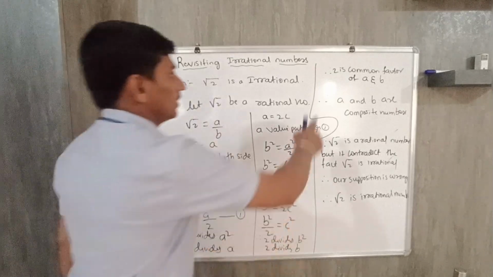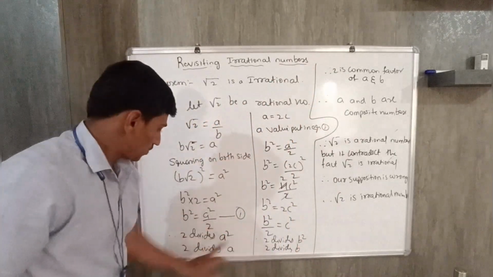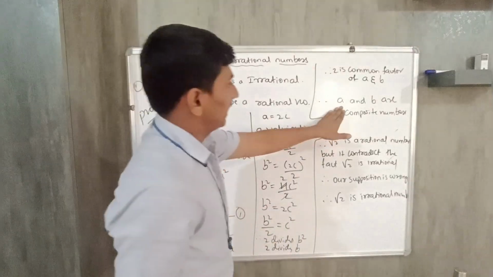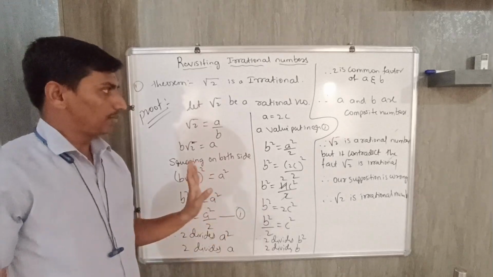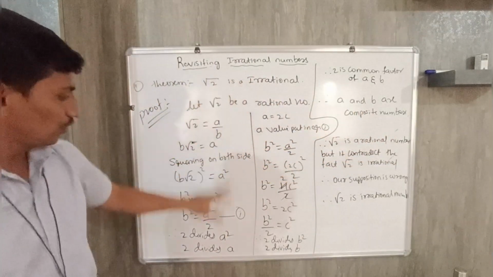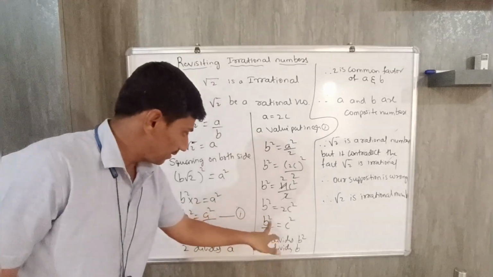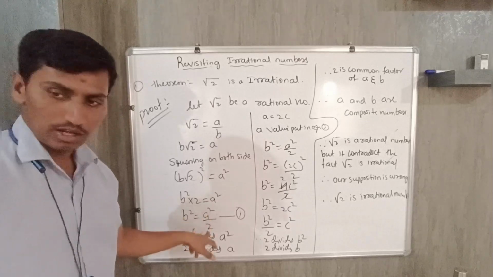Okay, see here. So therefore 2 is common factor of a and b. Okay, then next, a and b are composite numbers. Let us see here, we have to prove root 2 is an irrational number. Where, see here, b square by 2 equal to c square, b square by 2 equal to a square by 2.